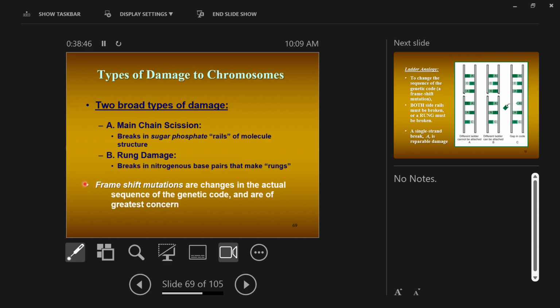We're going to refer to something in a little bit called a frame shift mutation. These are changes in the actual sequence of the genetic code. Both of these things can cause that. Breaks in the rails, so like the ladder breaks and then the ladder reconnects to some other broken part of a ladder, right? That changes the instructions. Rung damage, removal of a base pair, also changes the instructions. So we call these changes in the instructions a frame shift mutation.